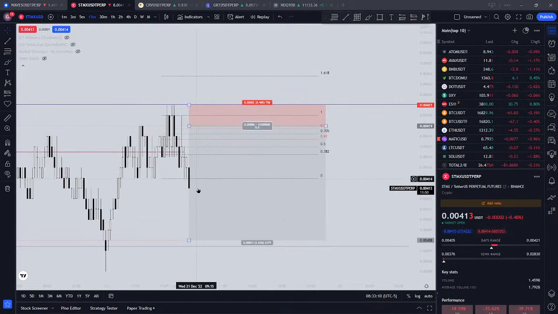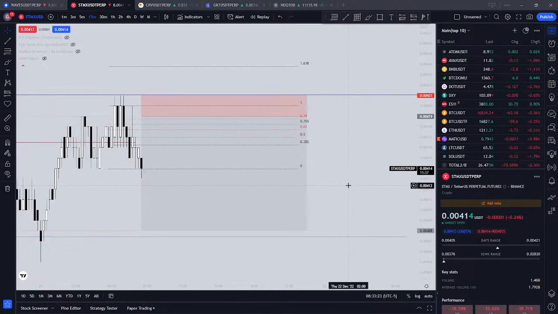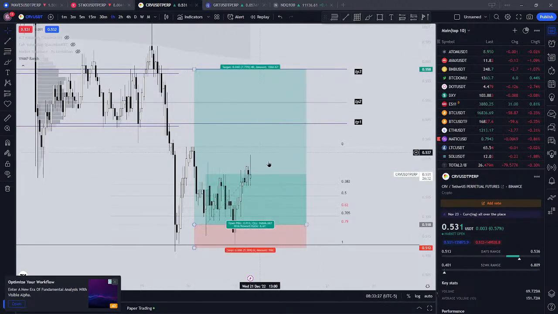So it looks like we have direction correct on this. I think, did we also get a fill on this? Maybe we did. I don't know. Anyways, we aren't trading this anyways. This also looks alright.